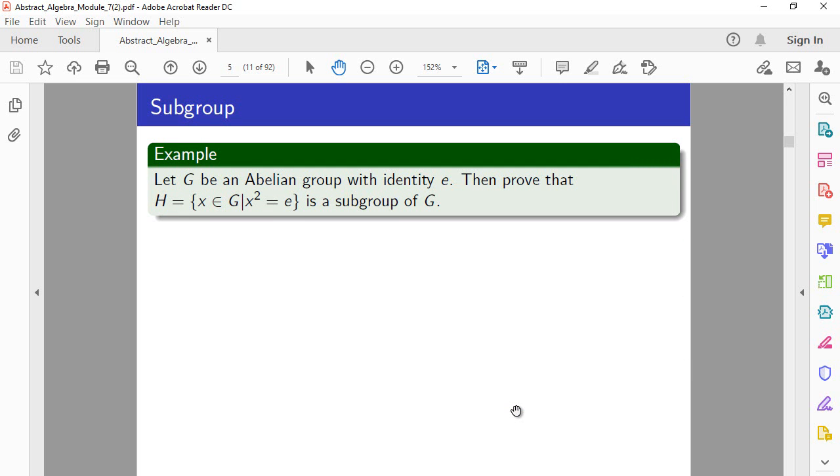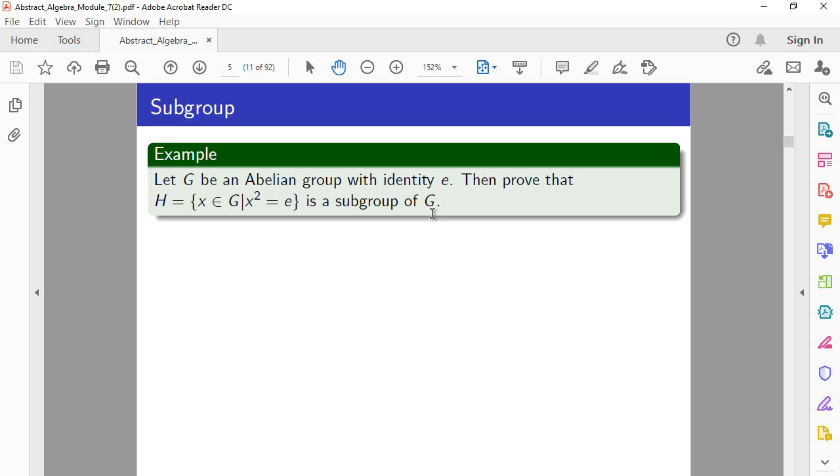Okay, so here's an example. Let's say that G is an abelian group where the identity of this group is denoted by e, and let H be the subset of G where x belongs to H if the square of x is the identity. So H is a subset of G where x belongs to H if x squared is the identity. We want to show that H is a subgroup of G.